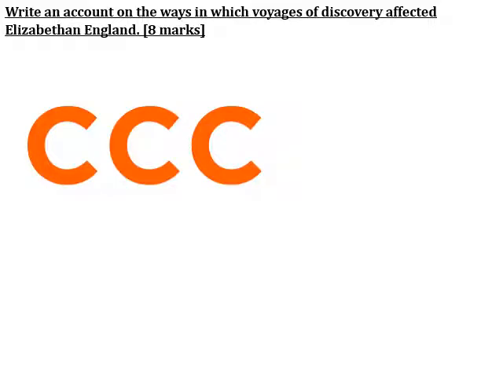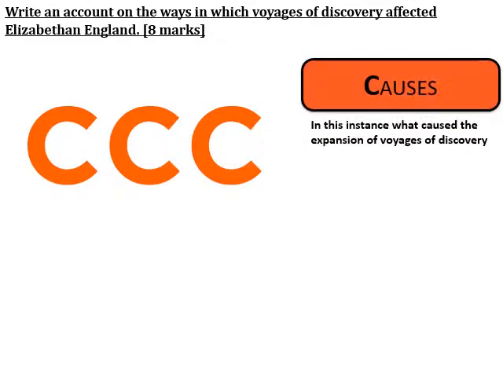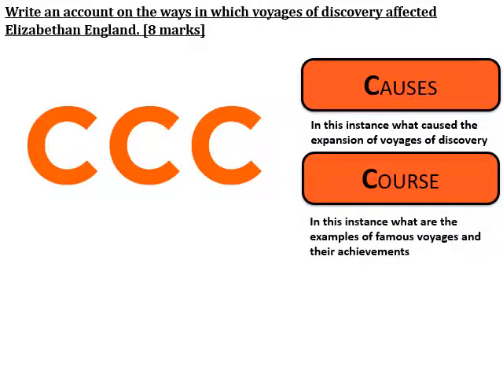My top tips for answering the write an account question is C, C, C. The structure should focus on the causes. So in this instance, what caused the expansion of voyages of discovery during Elizabethan England times? You then would like to focus on the course or the achievement. So in this instance, what are the great examples of famous voyages and their achievements?